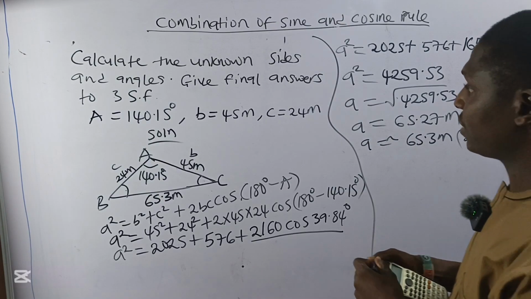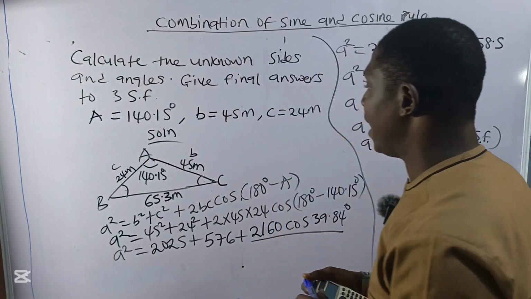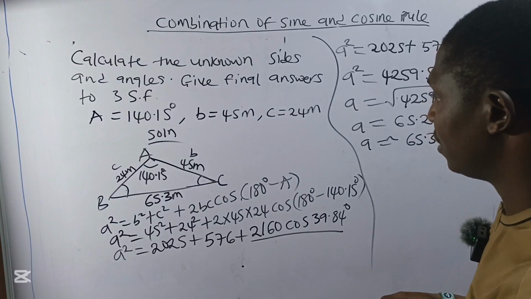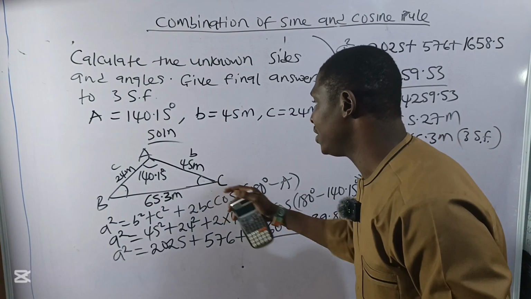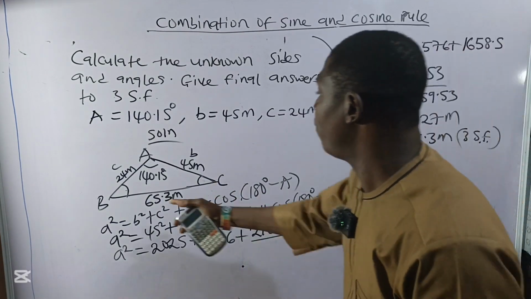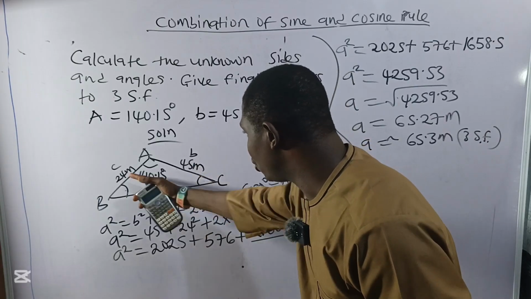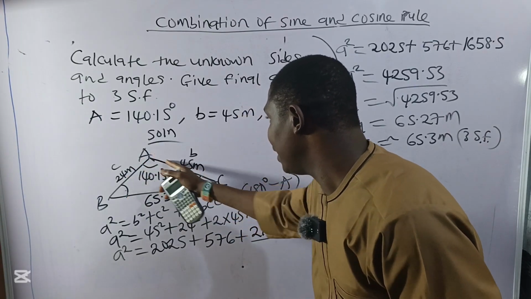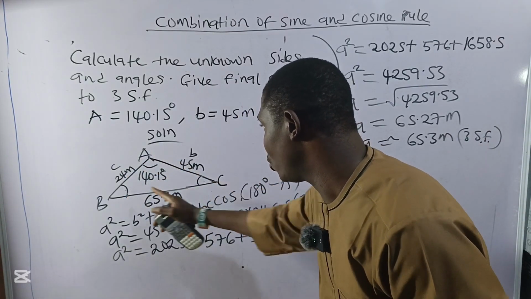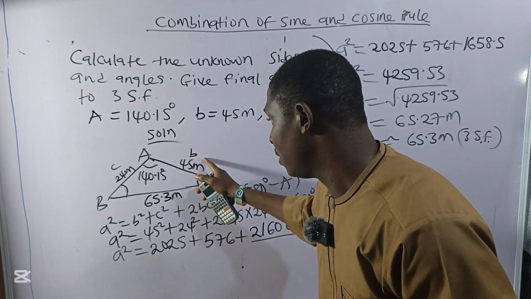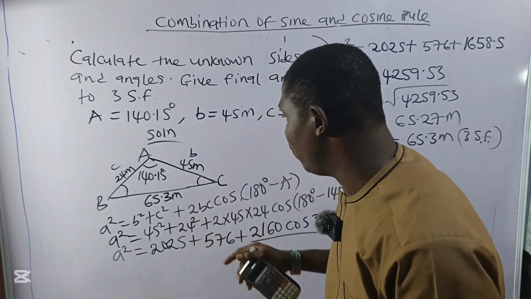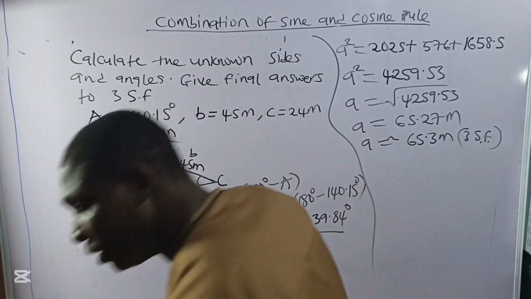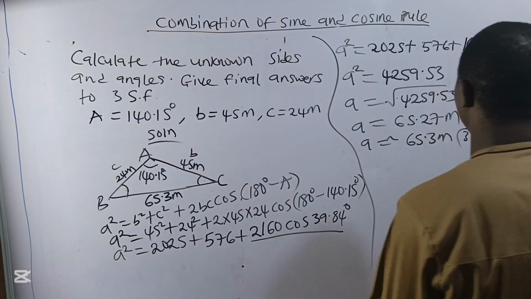So I've gotten the first. Now I need to look for my angle B and my angle C. And you know we must look for angle C first. Why? It's smaller compared to the other. This side is 24. It's smaller compared to this side b, which corresponds to angle B. So therefore, I must get my angle C first, to prevent ambiguity. Remember, please.